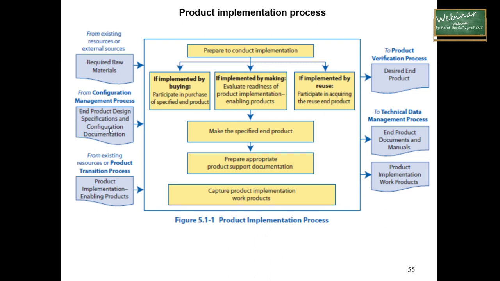Then the end product design specification and configuration documentation, and then the product implementation enabling product. And as the results for the next steps of the process, we've got the desired end product, we've got end product documents and manuals, and we've got product implementation work products. So these are the final results which should be delivered by the product implementation process.